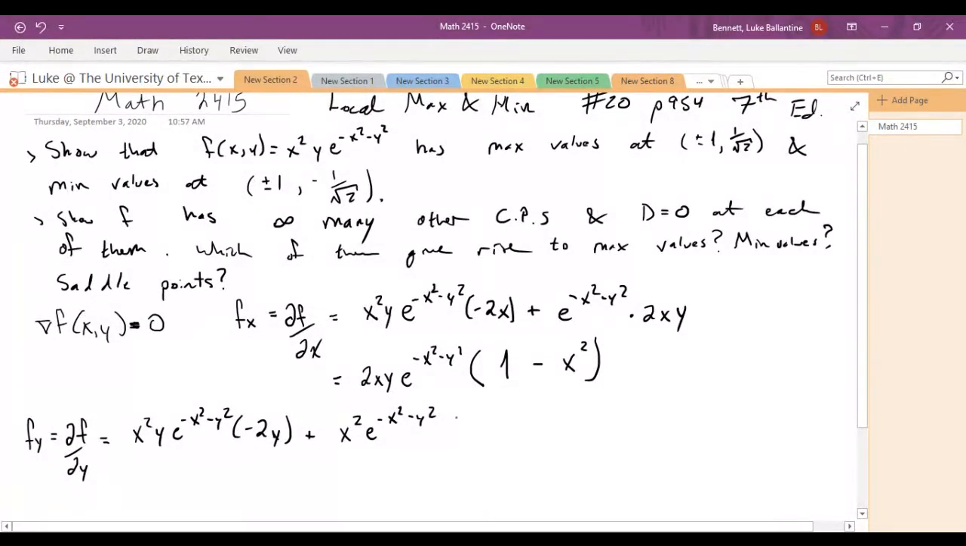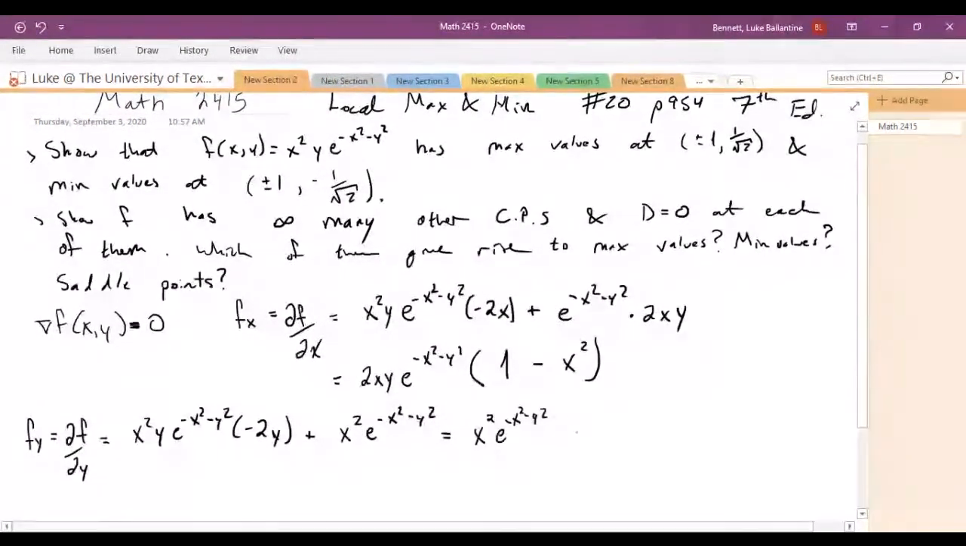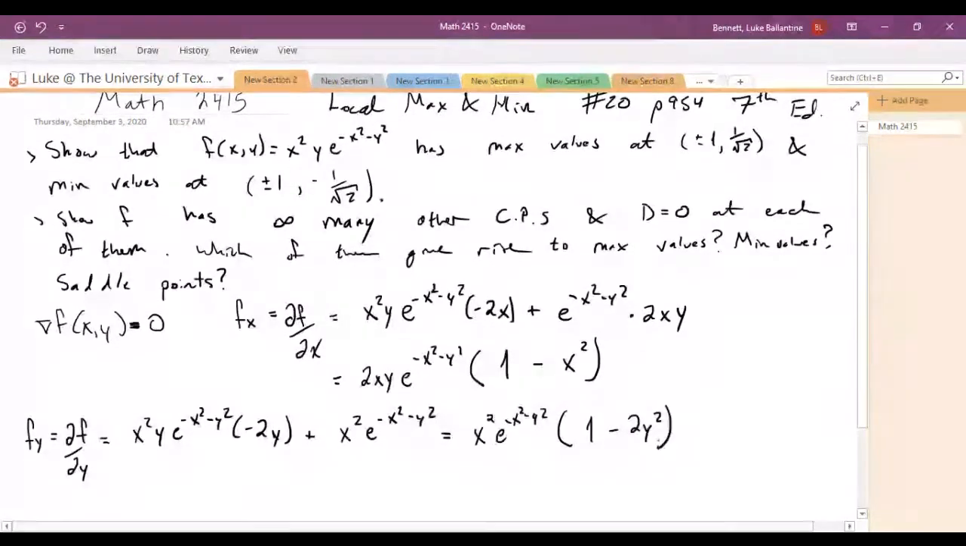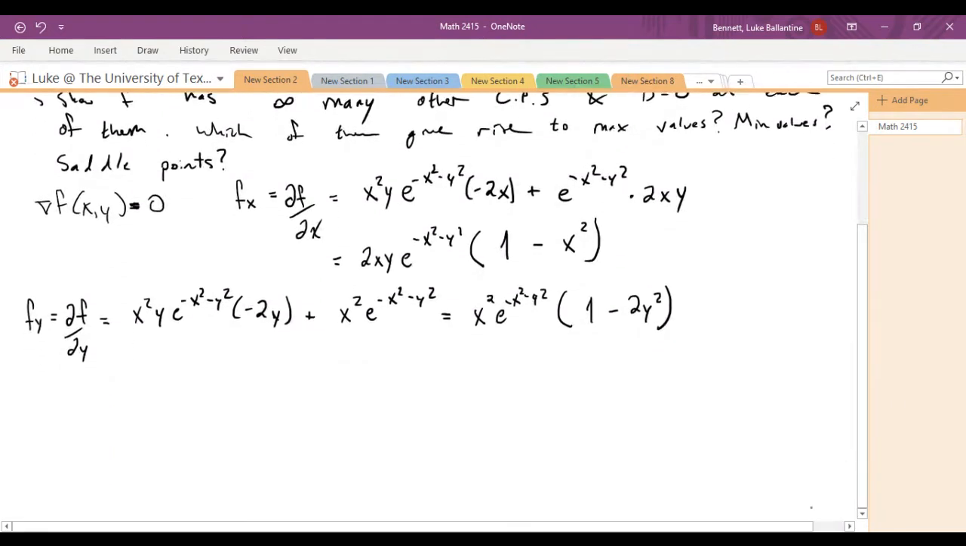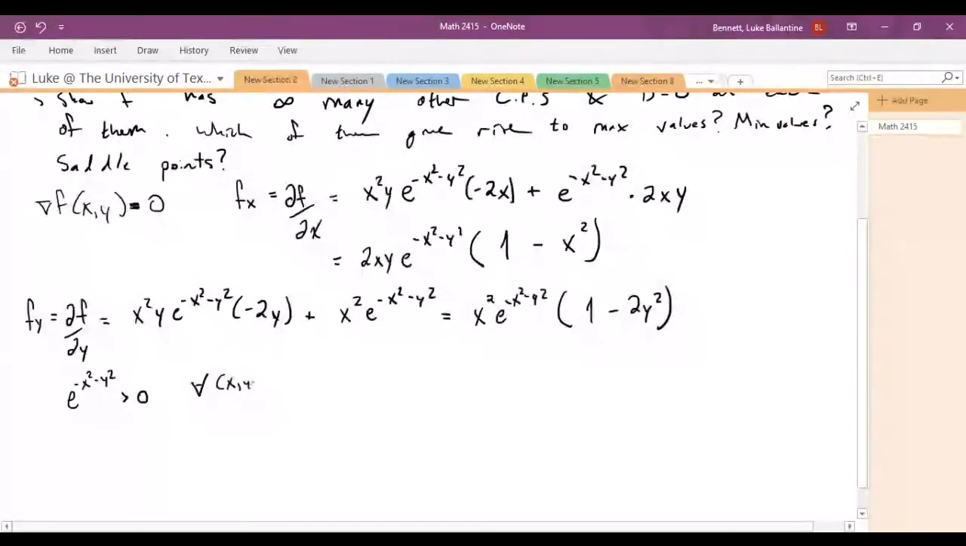Okay. Let's see, now we can factor. Once again, we can factor out an e, and factor out an x squared. So let's go ahead and do that. And we are left over with 1, that's minus 2y squared. Okay. So equating these to 0. Well, first let's note that this component of the function, e to the negative x squared minus y squared, is greater than 0 for all xy in R2. For any x and y that I plug into e to the negative x squared minus y squared, I will always get a positive number, a property of exponents, right?